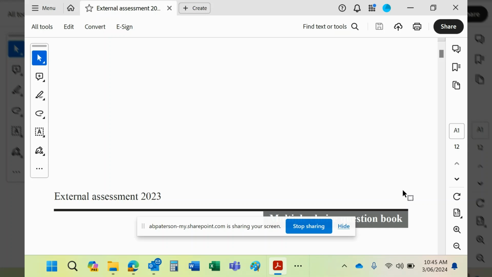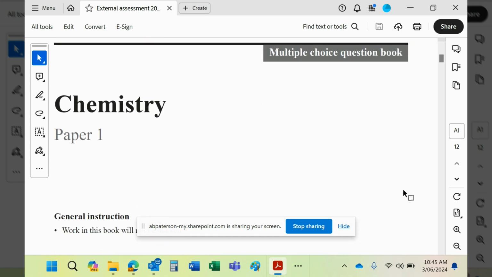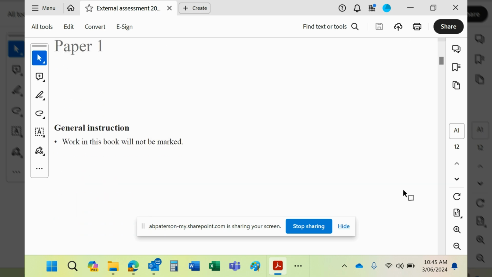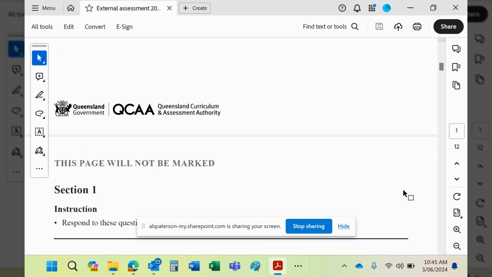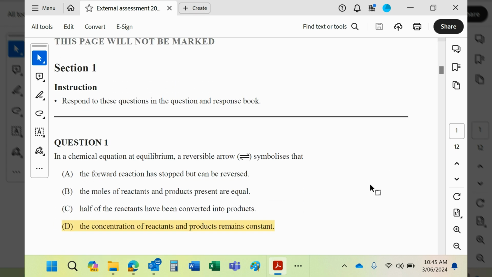Okay, guys, this is last year's external multiple choice paper, chemistry paper one. I'm going to go through these questions with you. You'll see that I've already filled in answers to speed the process up, and in some cases they're pretty obvious. If not, I will obviously try and explain the answer.